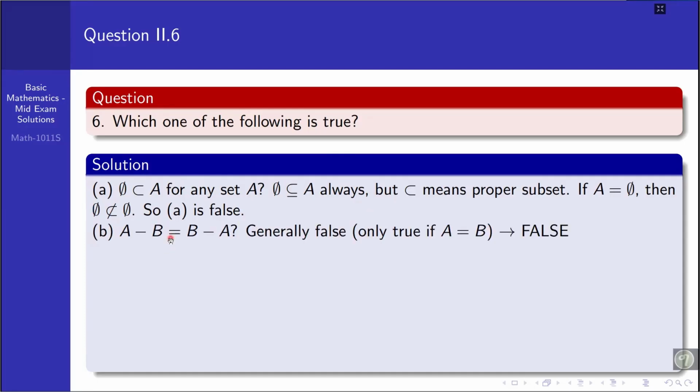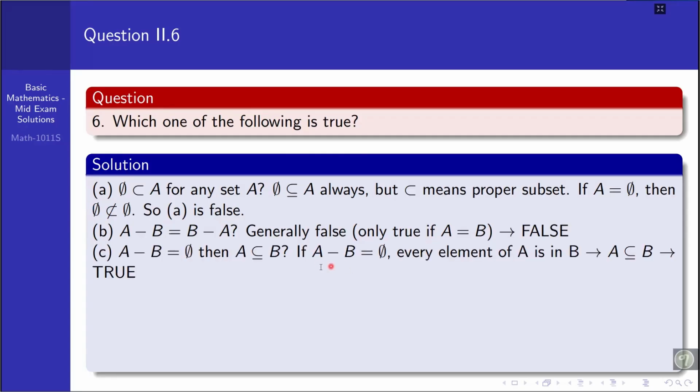Similarly, B, A minus B is equal to B minus A. The differences between two sets generally cannot be equal unless the two given sets are equal. That means the only possibility for A minus B and B minus A to be equal is that the given sets A and B are equal to each other. Unless these two sets are equal, A minus B and B minus A cannot be equal sets, so this is generally a false statement.